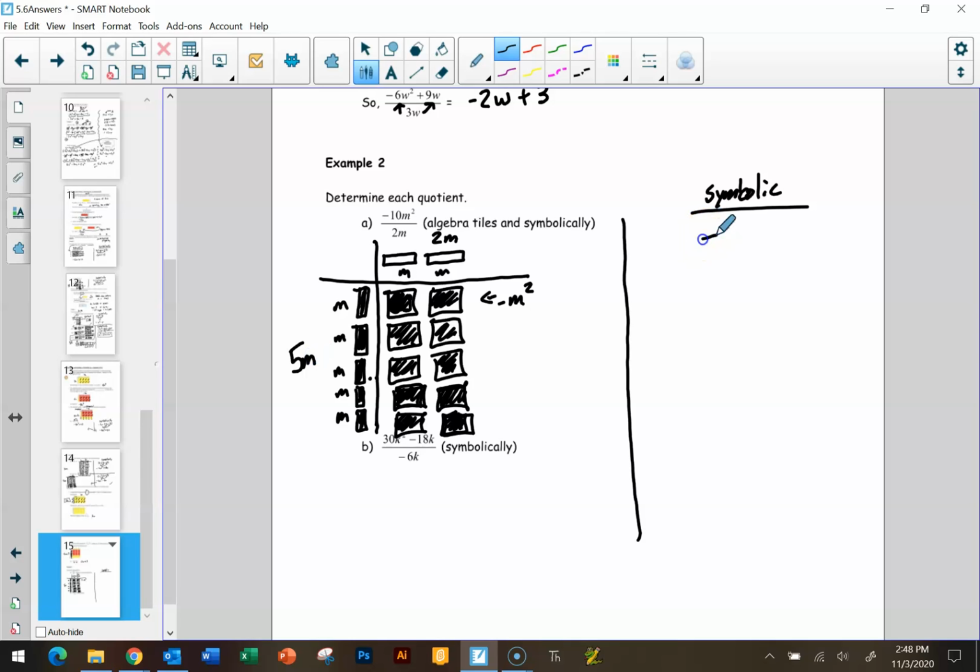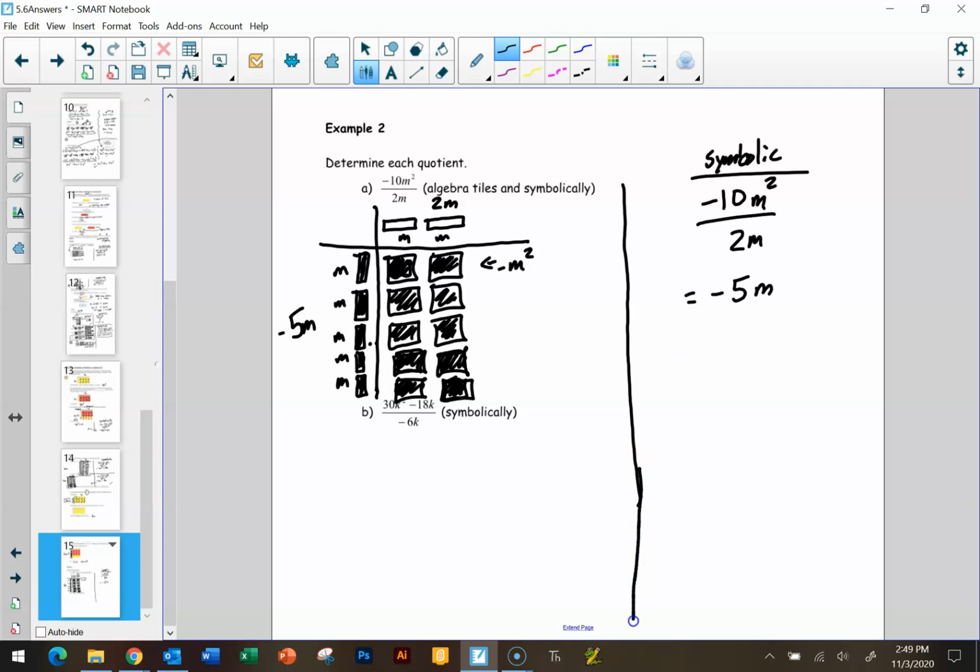So symbolically speaking, we should get the exact same answer. Negative 10m squared, and we're going to divide that by 2m. These are both monomials, right? There's no plus or minus after the negative 10m squared. So we're going to take negative 10 divided by 2 is going to give us a negative 5. And m squared divided by m, we can cancel one of those m's and left with negative 5m. Put my negative sign over there because, again, these are negative tiles.